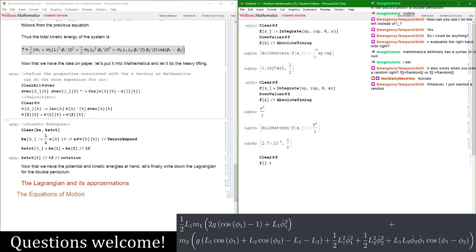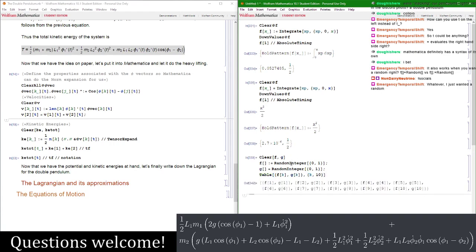But yeah, so we can say f of nothing is a random integer between 0 and 1, which is really just 0 or 1. And we can also say g of nothing is, well, that. But let's not look at these. And so then we can say table f of k and then g of k. Oops. And then, I don't know, do k from, I don't know, 10 times. What happened? Oh.